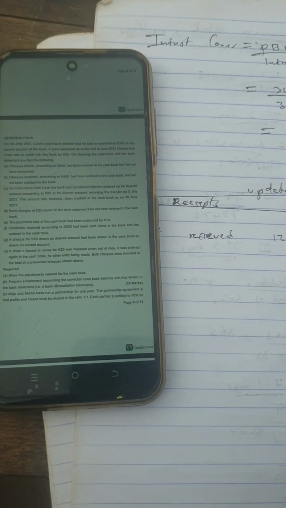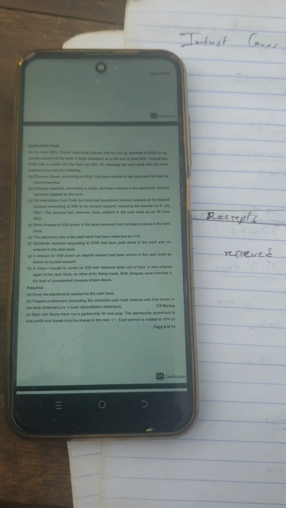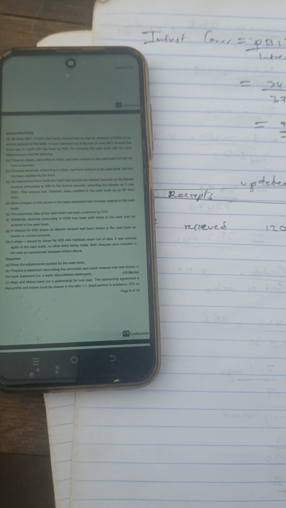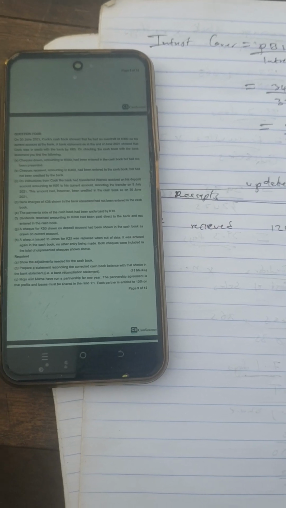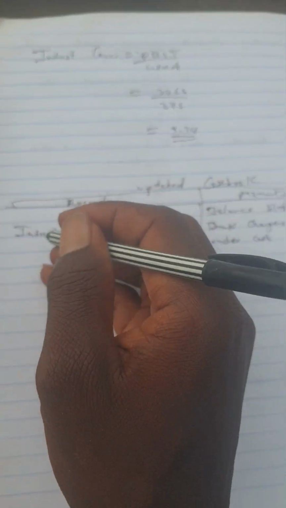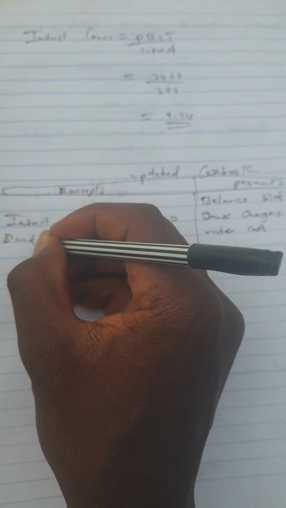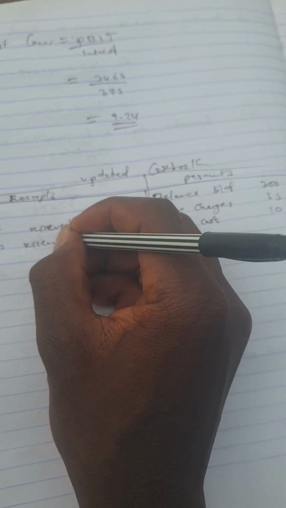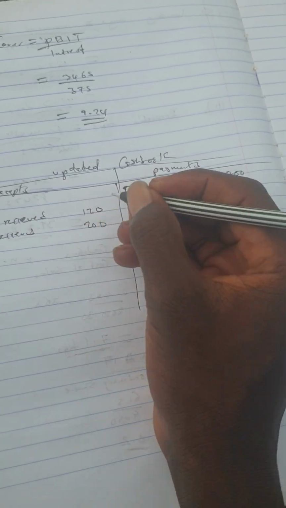Next, dividends received amounting to 200 had been paid directly to the bank and not entered in the cash book. Dividends received are coming to the business, so dividends received are always on the debit. So dividends received, since they were not entered, amounting to 200.